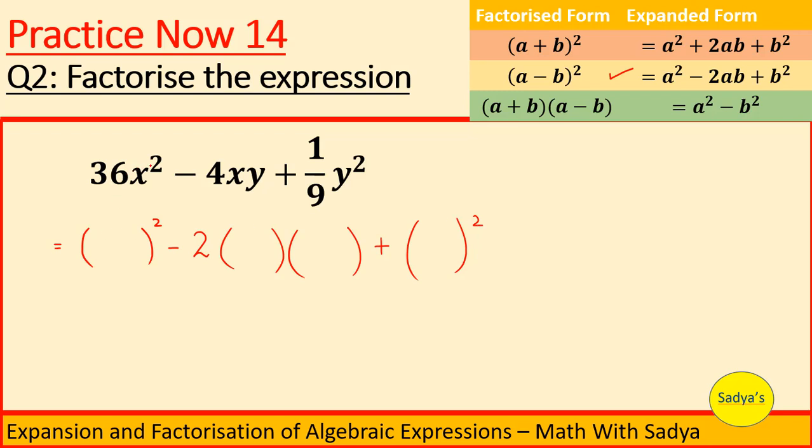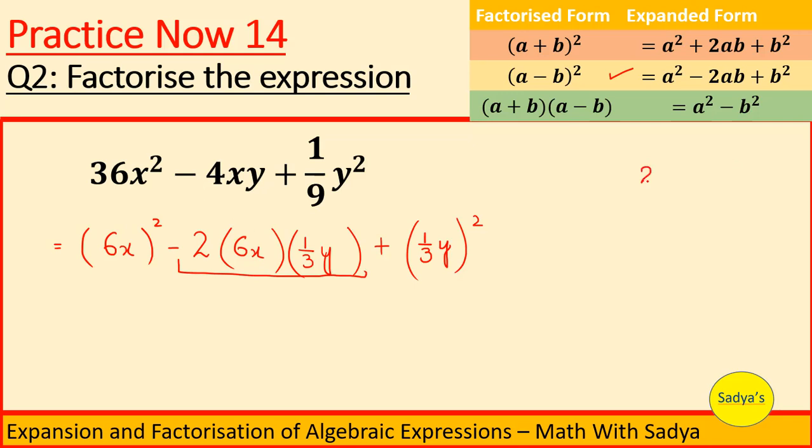Which number when squared gives us 36x squared? It is 6x. Which number when squared gives us 1 by 9 y squared? It is 1 by 3y. So write 6x in the first bracket and 1 by 3y in the second. And check whether these numbers when multiplied together give you 4xy or not.